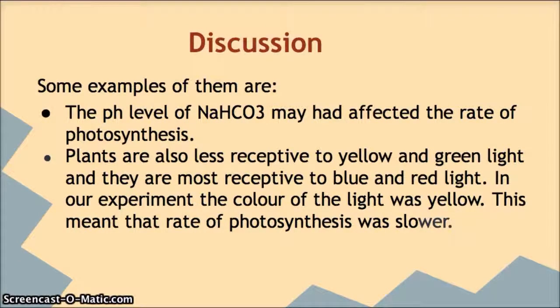Some examples of them are that the pH level of the dilute sodium hydrogen carbonate solution may have affected the rate of photosynthesis. Plants are also less receptive to yellow and green light, and they are most receptive to blue and red light. In our experiment, the color of the light was yellow. This meant the rate of photosynthesis was lower.